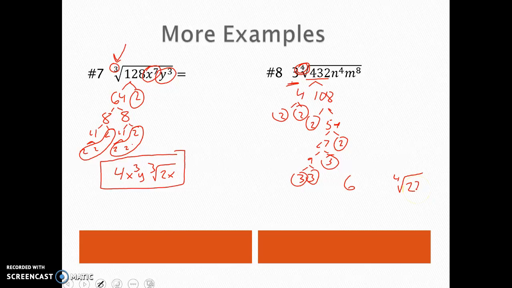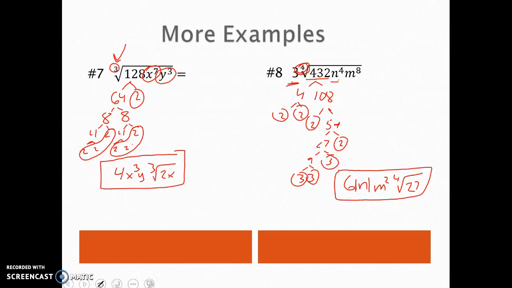And so let's move on here and take a look at n to the 4th. That's 4 n's. I want to pull them out in groups of 4, so that's 1 n on the outside. That's an even, odd situation, so I need the absolute values around that. Then I have an m to the 8th, and I'm pulling those out in groups of 4. That's going to be 2 groups, so that's m squared. And so my final answer is going to be 6 times the absolute value of n, m squared, times the 4th root of 27.